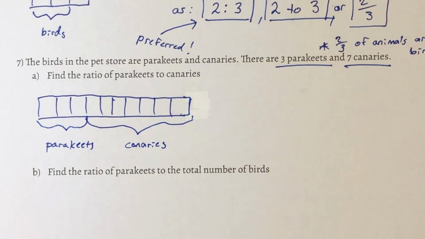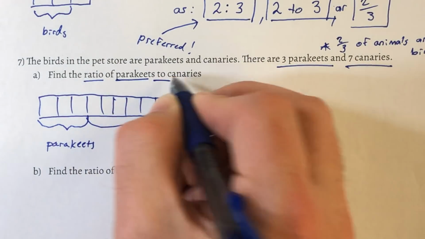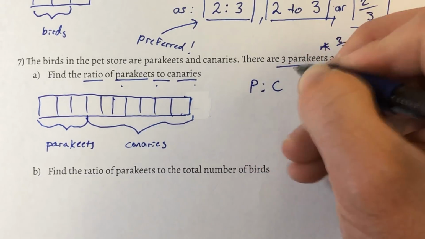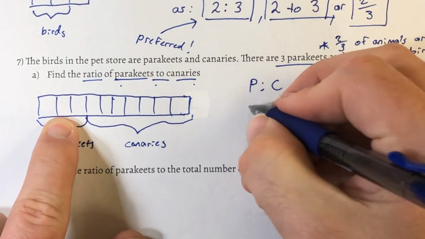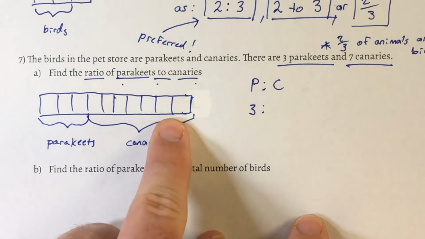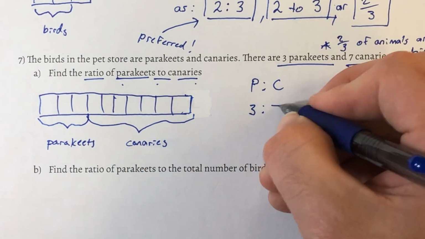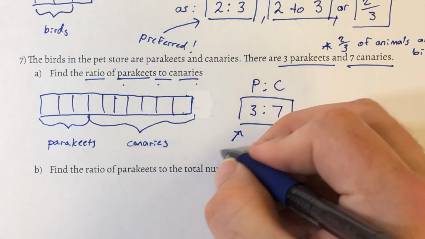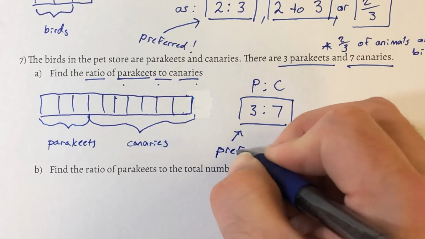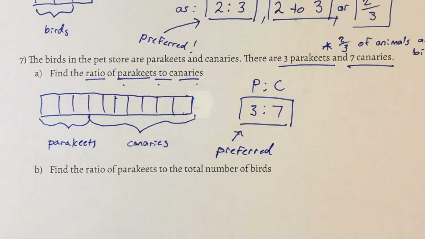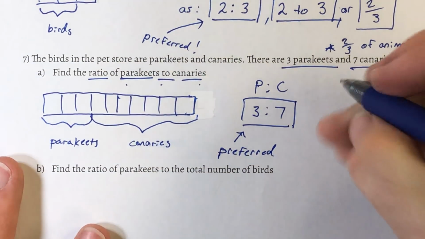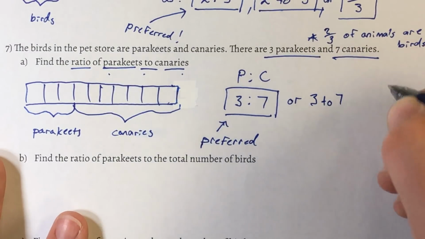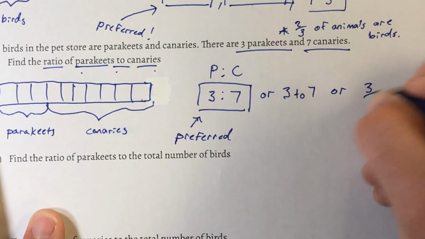Okay, we're going to find the ratio of parakeets to canaries. Parakeets to canaries in that order. Parakeets, 3. Canaries, 7. So our answer is 3 to 7. And again, this is our preferred answer. All right, could you write it another way? Yes. So 3 to 7 could be written as 3 to 7 or 3 over 7.